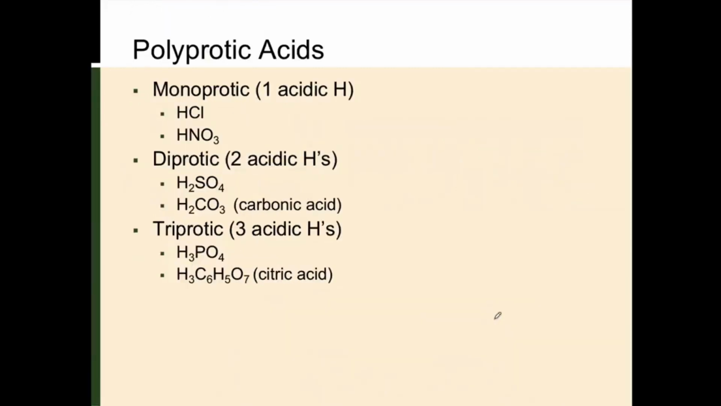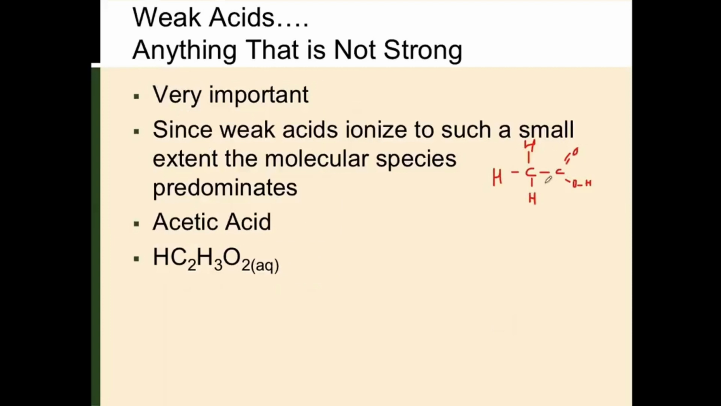Polyprotic acids are the ones with more than one hydrogen proton that can be donated to solution. For example, HCl and nitric acid are both strong acids, but they both only have one donatable proton. Coincidentally, acetic acid, this one, also only has one donatable proton. It has 4 hydrogens, but only this one can actually be given up to solution. These 3 here are very strongly bonded to the carbon, and so those do not dissociate.